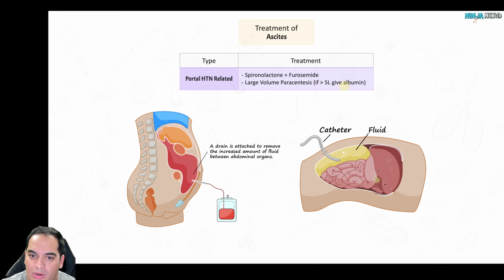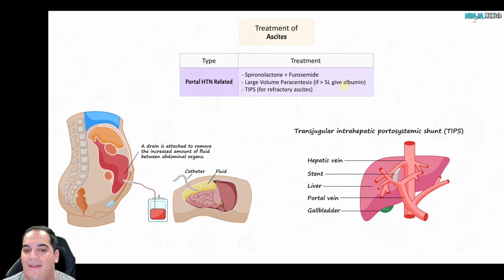What if they're on medical therapy, they're getting frequent paracentesis, and they're still having ascites? Then you should see if they're a candidate for the TIPS procedure. This is a transjugular intrahepatic portosystemic shunt. They go through the internal jugular vein, down through the right atrium, right ventricle, into the inferior vena cava, down into the hepatic vein, and they put a stent that extends across the hepatic vein and into the portal vein.